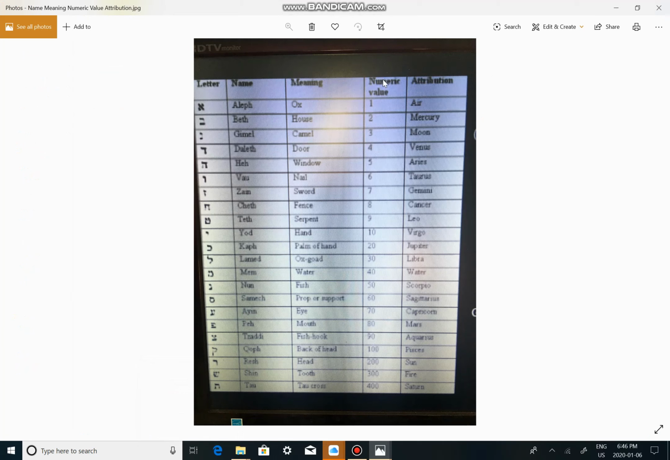Let's say, just for the sake of simplicity, this is called ordinal, which is just normal order. So let's say A represents the number one, B represents number two, C three, D four, and so on and so forth. Now let's say we call this reverse order. So we would say 400 represents the first letter, 300 represents the next. As you can see, I'm flipping the numbers to the letters because it's reverse order now.